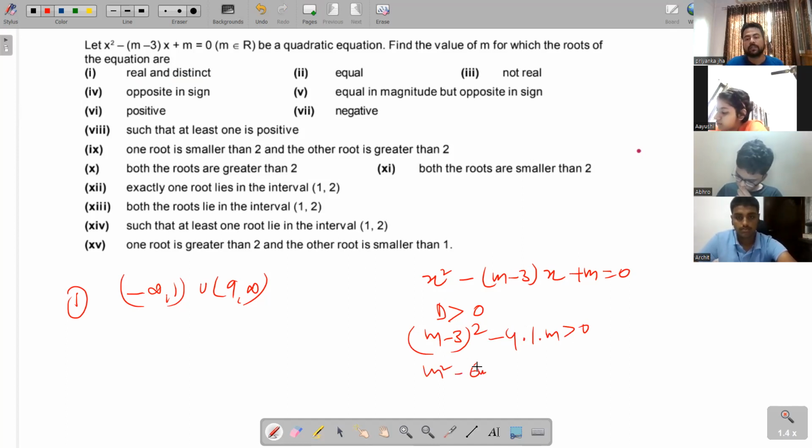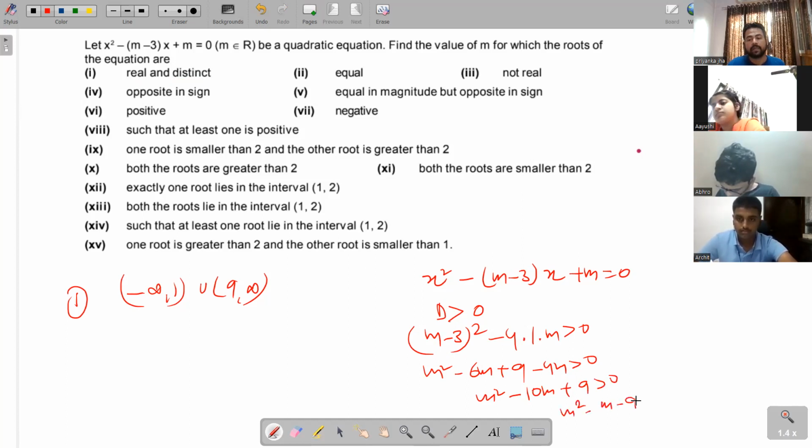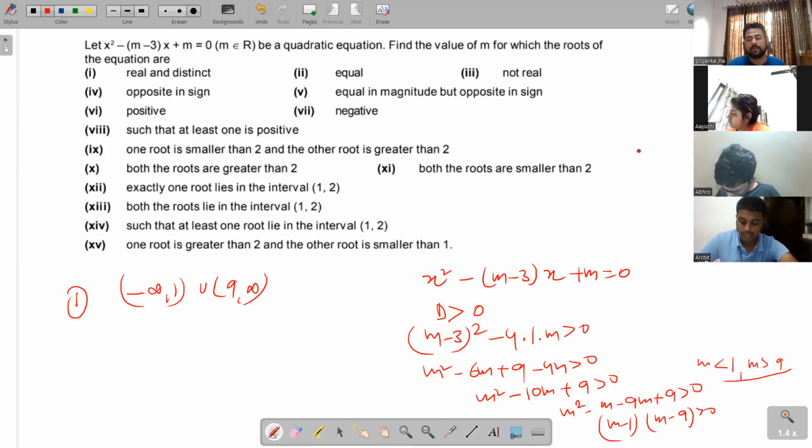Break this. m square minus 6m plus 9 minus 4m like this. So m square minus 10m plus 9. Factorize this. m square minus m minus 9m plus 9. This is (m minus 1) into (m minus 9). So you can see that from here, m will be less than 1 or m will be greater than 9. Understood? The Viveka method, I already told you. Correct?